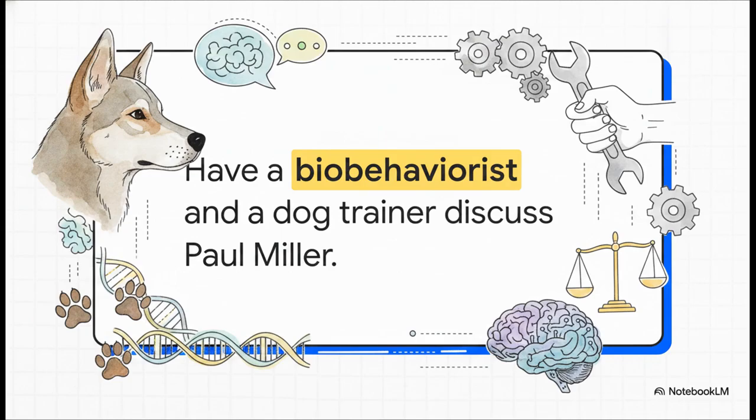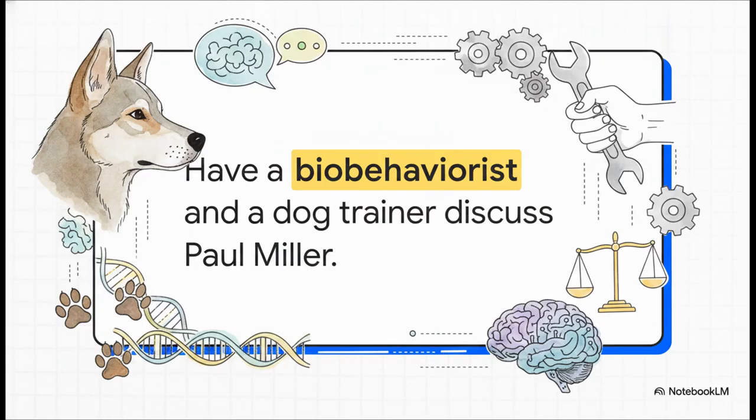But where it gets really crazy to me is the microanalysis of prompt directing. Because instead of just saying, hey, AI, summarize this, you're actually assigning highly specific roles. Like you can type, have a biobehaviorist and a dog trainer discuss Paul Miller and dog training. Right, and that is just such an incredible micro-level shift. Just by doing that, you completely alter the context.